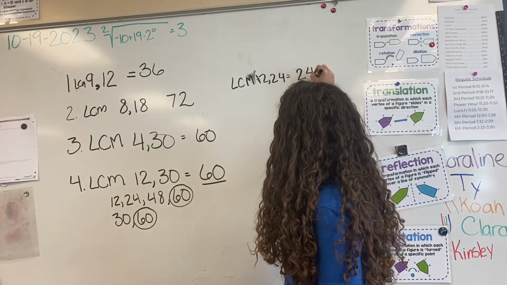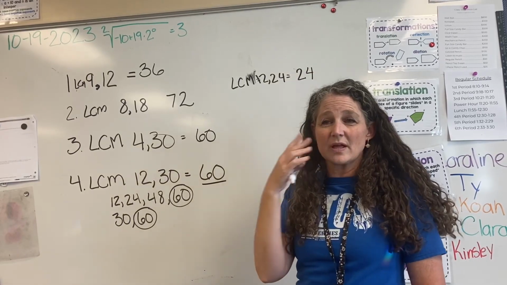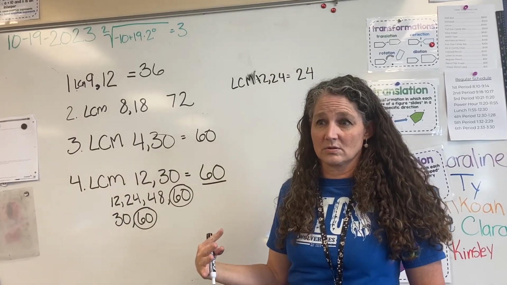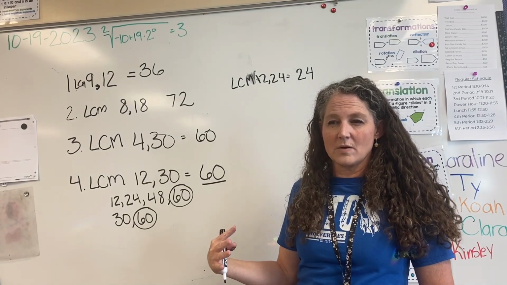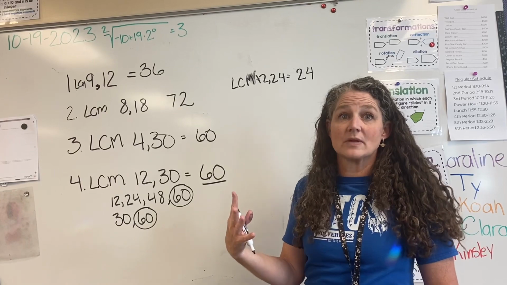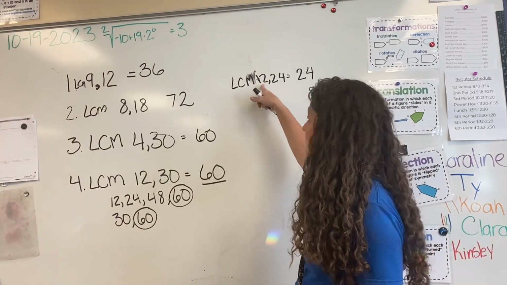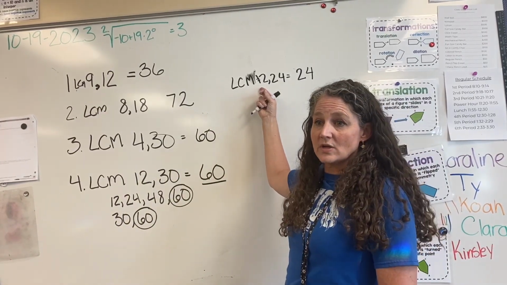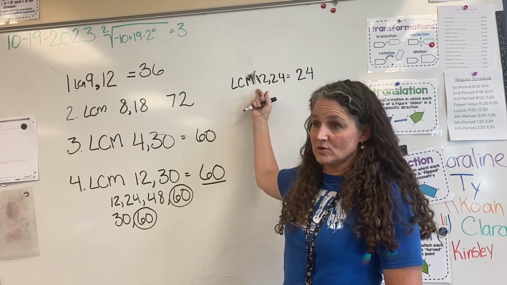So could the least common multiple ever be smaller than one of the numbers? No. Why, Cora? It's always going to be at least as big, because 12 times 1 is 12. You can't have anything smaller than 12 and multiply it by a whole number.